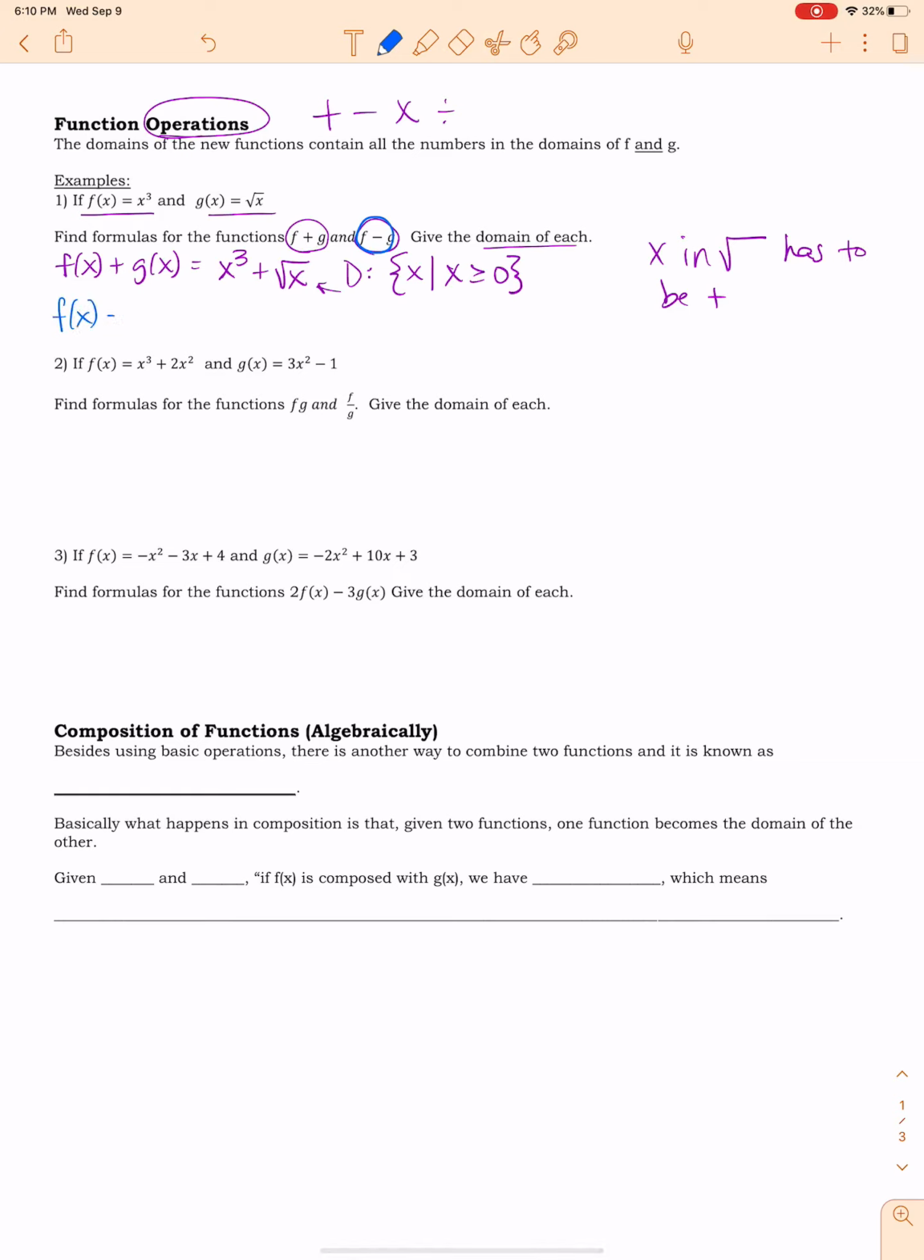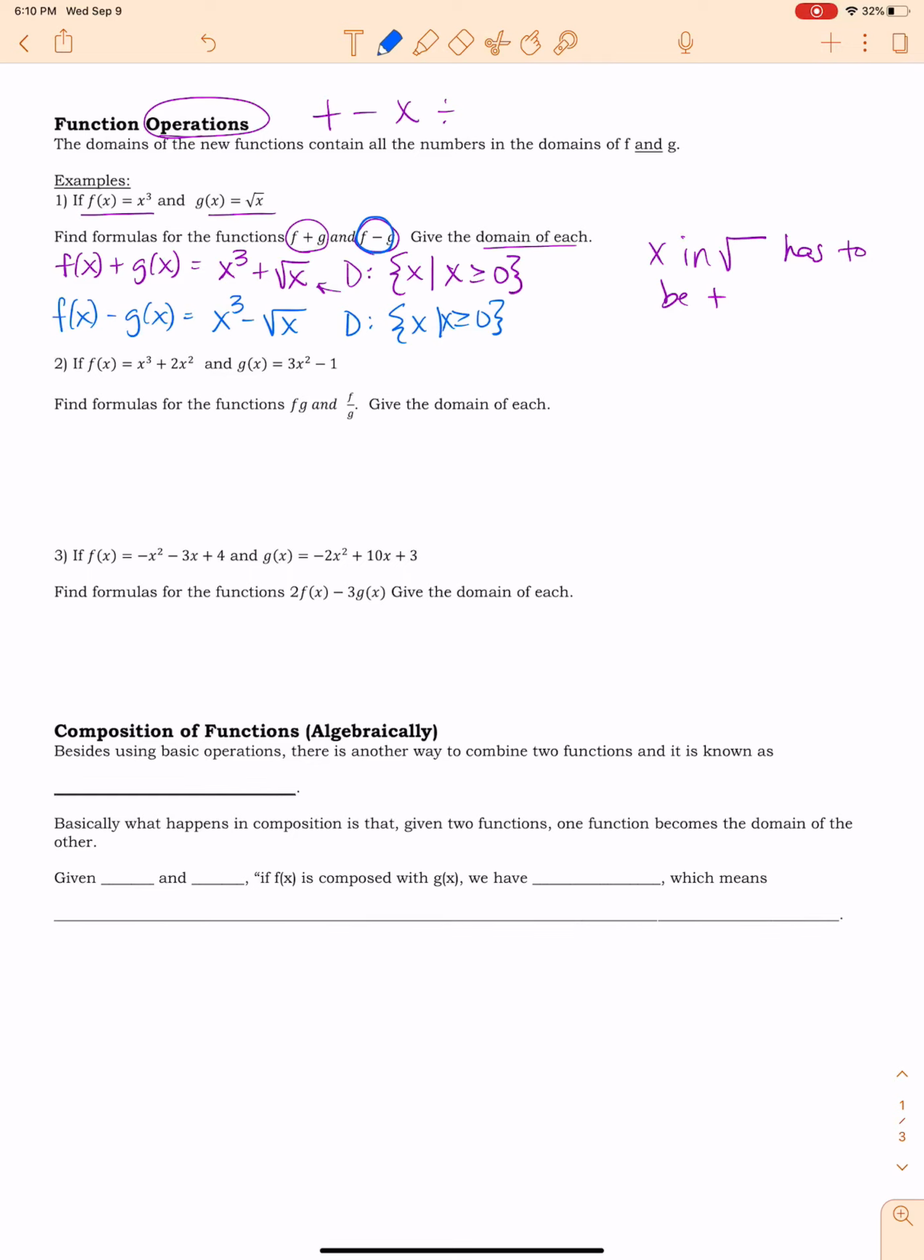So we've got f of x minus g of x. So that's just going to be x to the third minus the square root of x. And the domain for that is going to be exactly the same thing. Awesome.